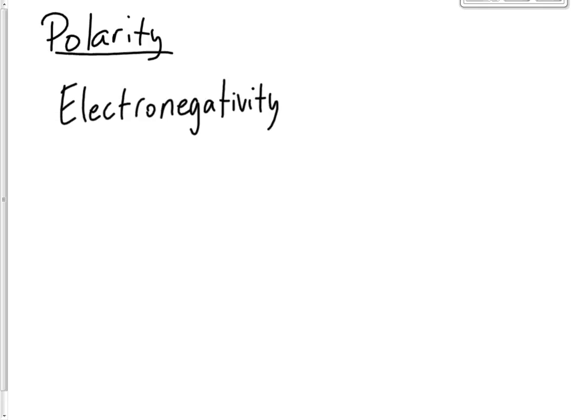Okay, so we're going to talk about polarity and polar versus nonpolar bonds. The first thing we have to know is electronegativity. Electronegativity, when we did the periodic trends section. So just a reminder, it's the attraction of an atom to a shared electron.